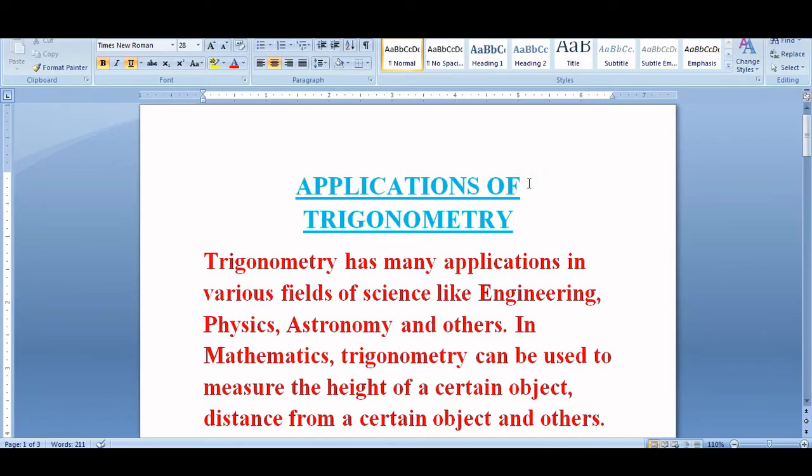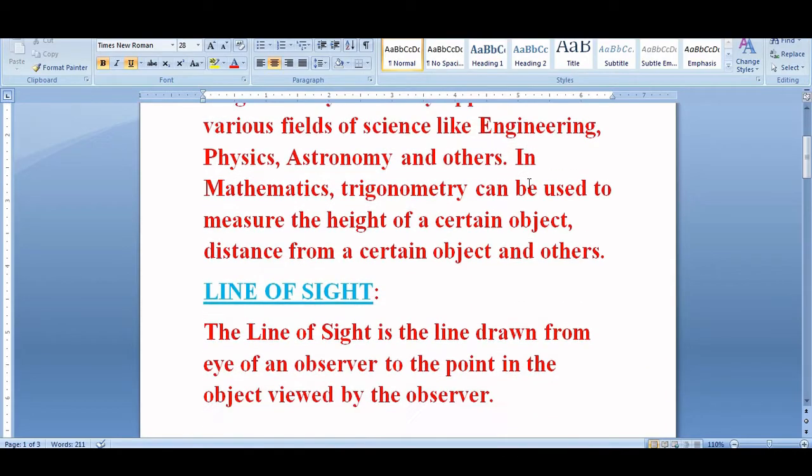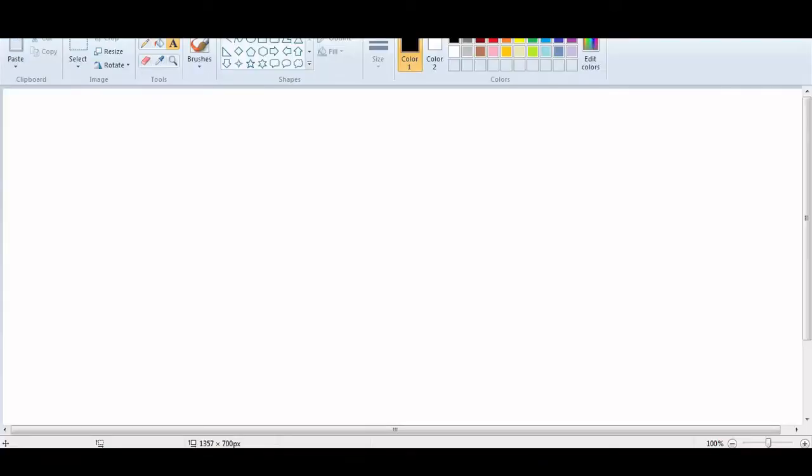Now let's move on to some terminologies regarding this chapter. First is line of sight. So what is line of sight? The line of sight is the line drawn from the eye of an observer to the point in the object viewed by the observer. That is the definition. Now I'll explain what the line of sight is.